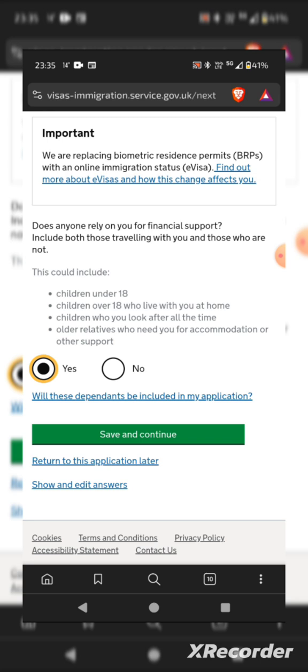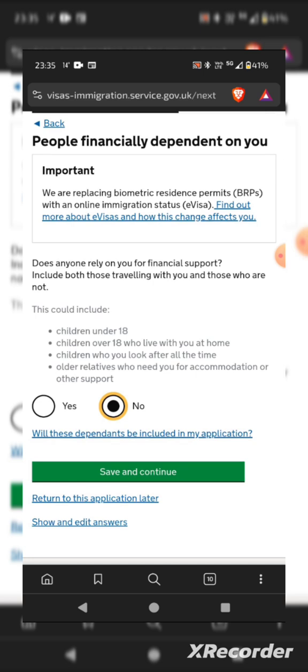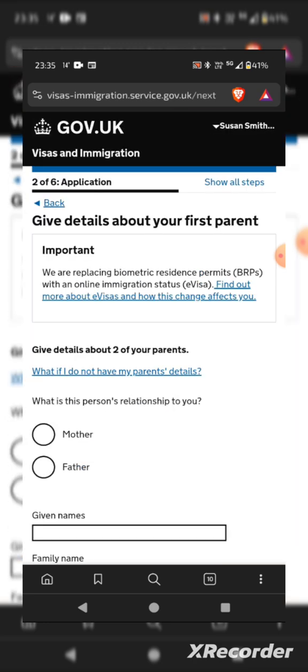If you don't have any people depending on you, or it might be that you have people depending on you, but you cannot prove it, if you cannot prove it, don't put it. I'm just telling you, if you cannot prove it, don't put it. I'm going to take no, save and continue.